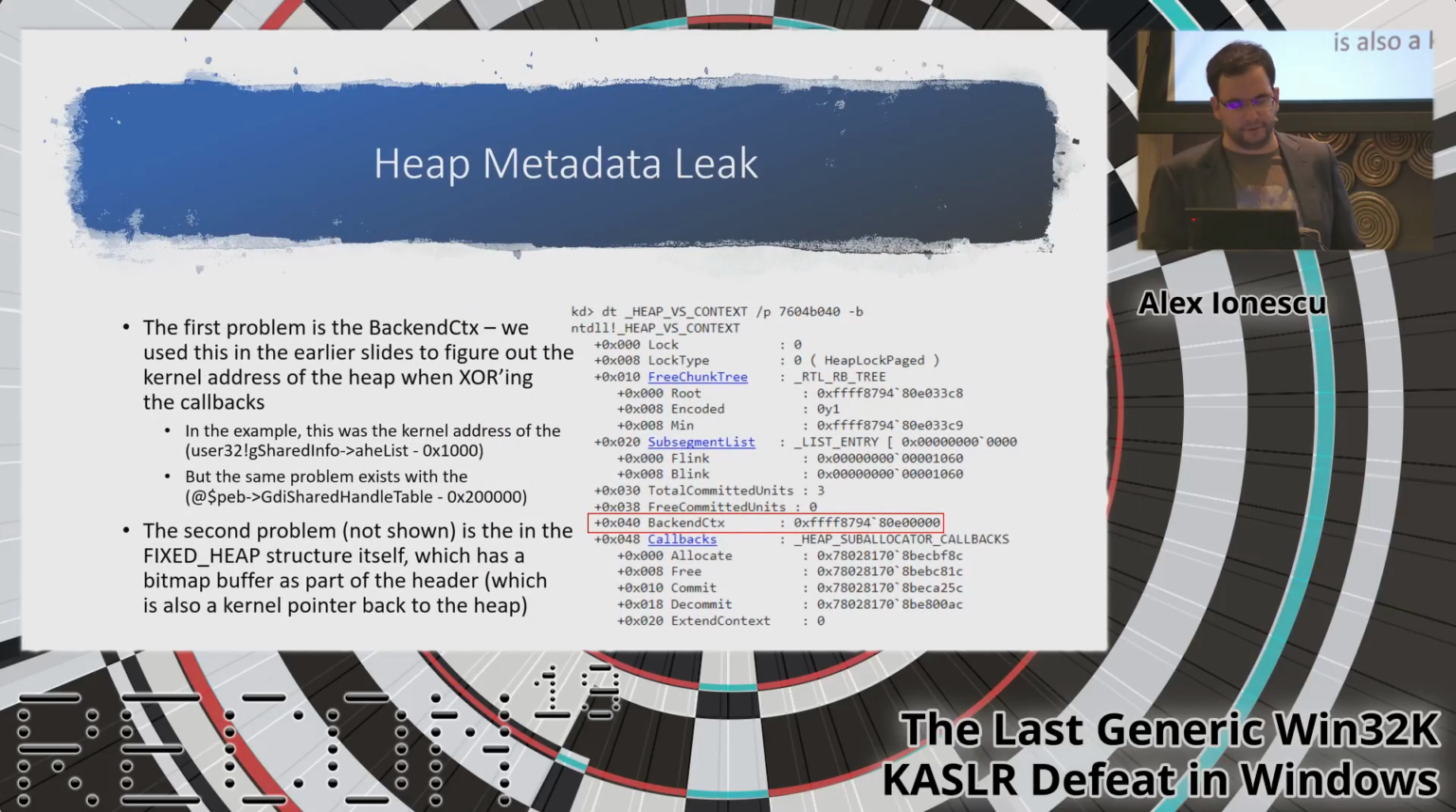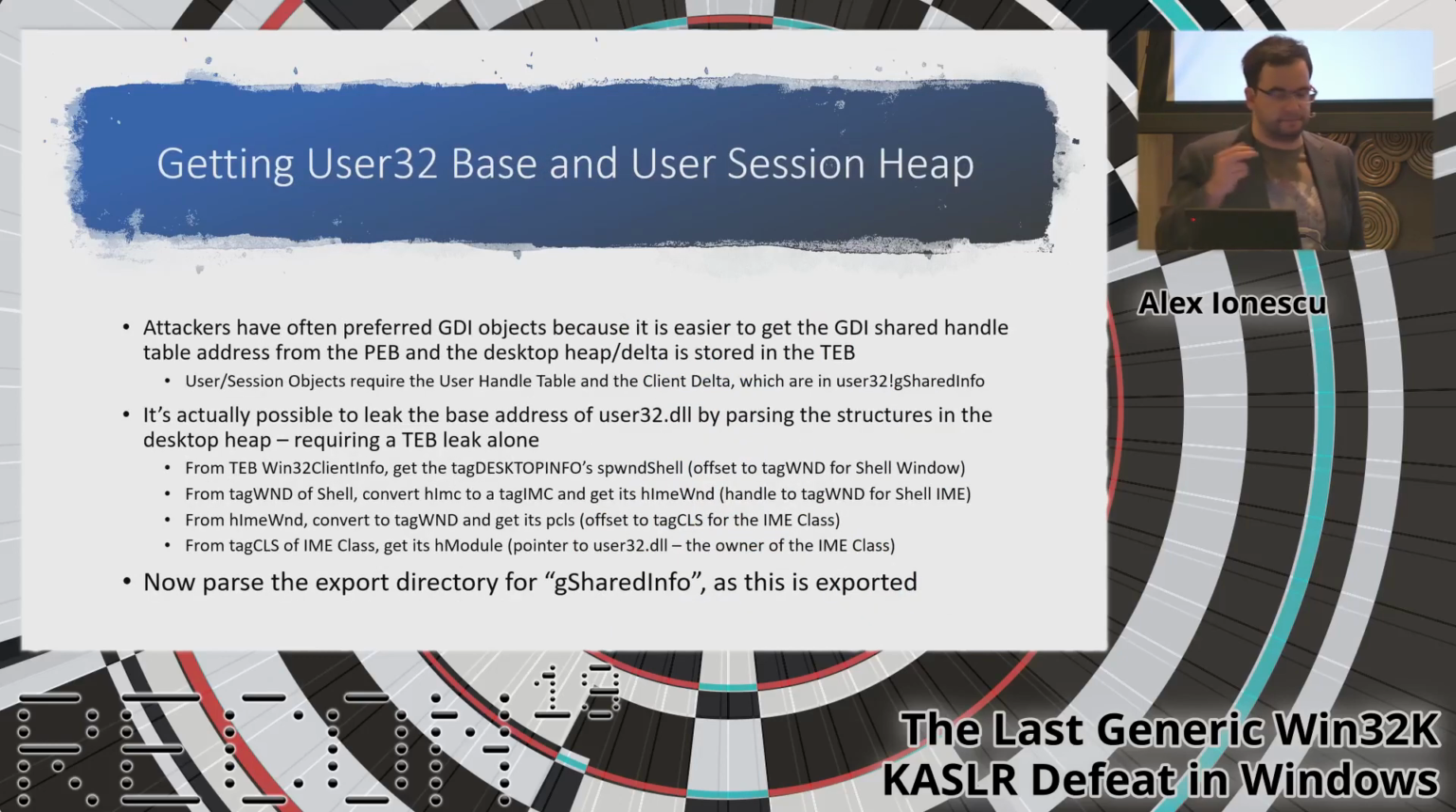Now, not only is there a field called backend context, there's a pointer to a bitmap as well, which I didn't show you on the dump here. So there's actually two pointers back to the heap itself. That leaks the heap, basically where the heap is, and that brings things back where they were before.